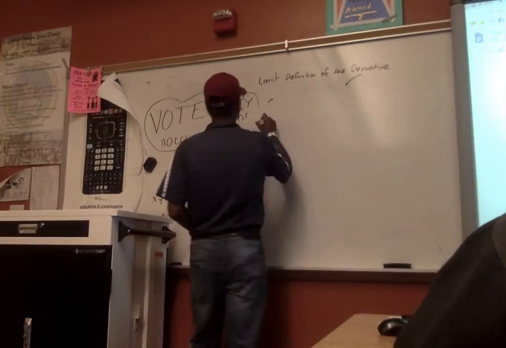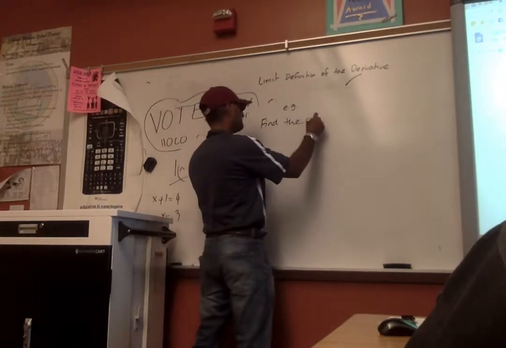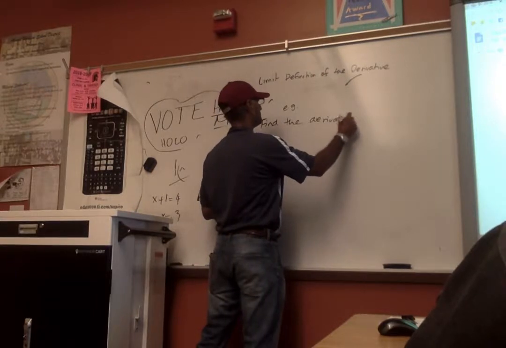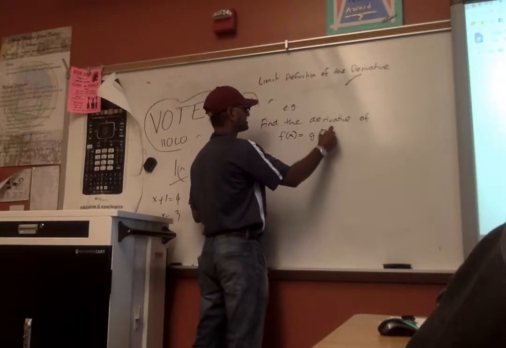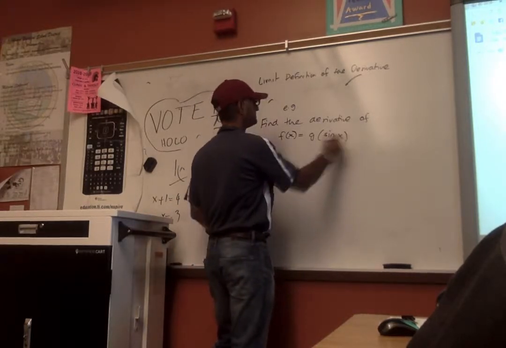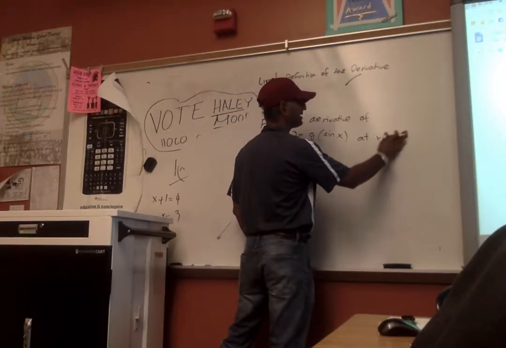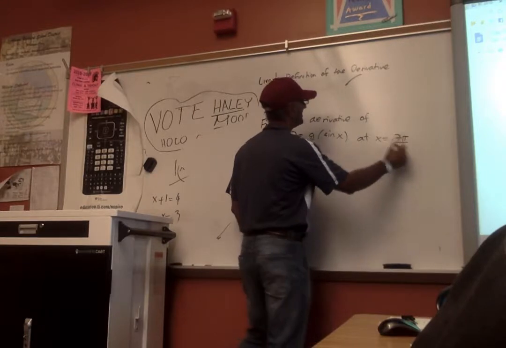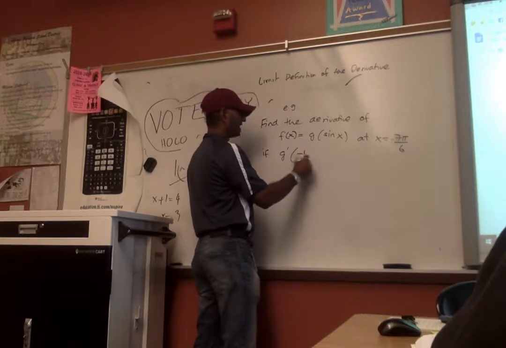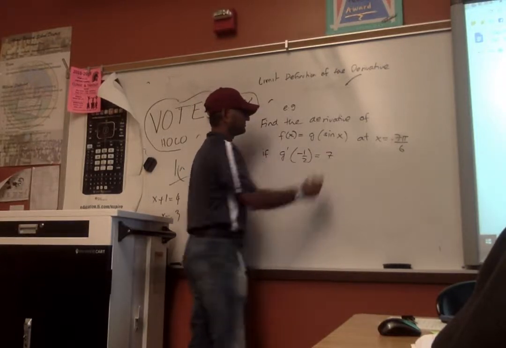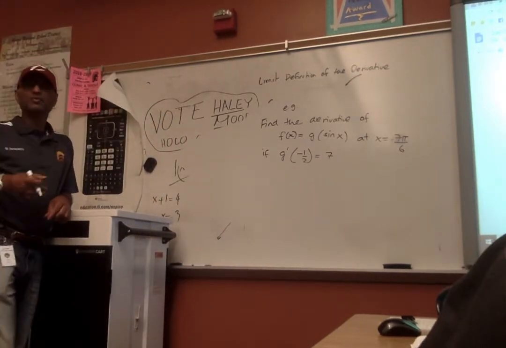Find the derivative. Just say example. Find the derivative of f of x equals g of sine x, at x equals 5 pi over 6, or maybe 7 pi over 6, because why not? If g dash of negative 1/2 equals 7. Okay, I just made up these values. Relax, I've done the math in my head, it'll work out.